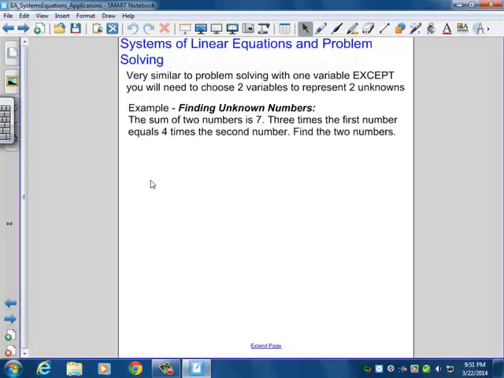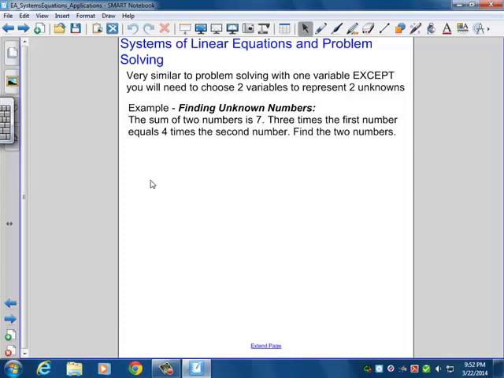So the first problem that I'm going to work on is finding unknown numbers. And one of the comments that I've added to this is that this is really similar to problem solving like we've had before with one variable, except now we need to choose two variables, and we're going to have them representing two of the unknowns.